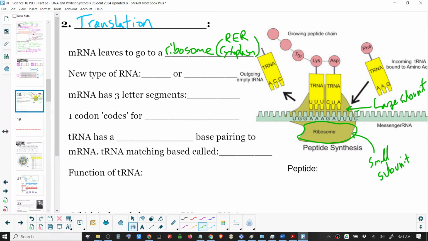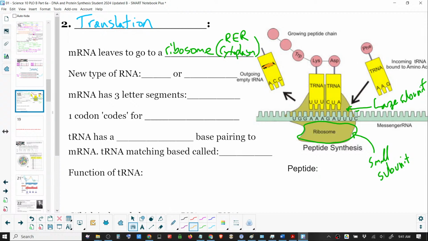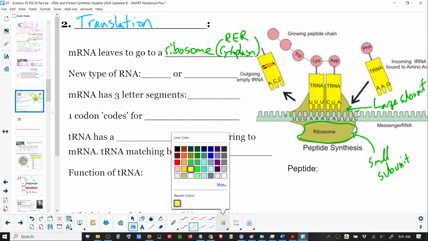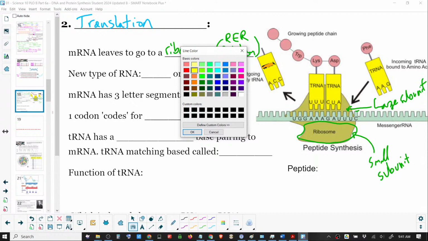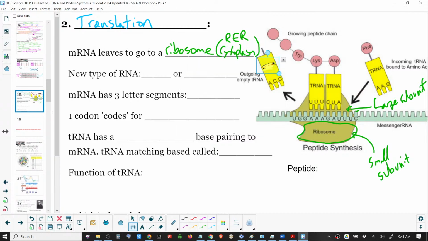Now, I did like this diagram because it was colored and I thought it was fairly clear, but they did get one thing wrong. This is not tRNA. Here, let me color it in yellow. Nope, wrong yellow. Pretty bright yellow. Okay. Oh, better.